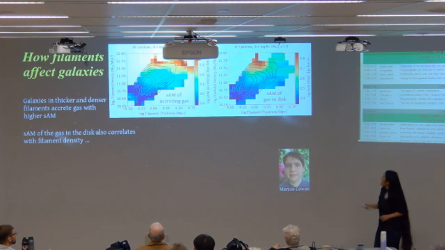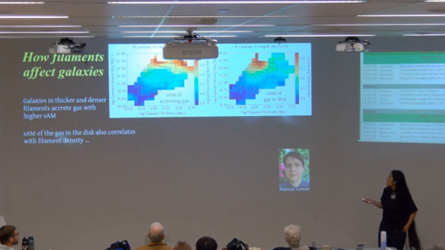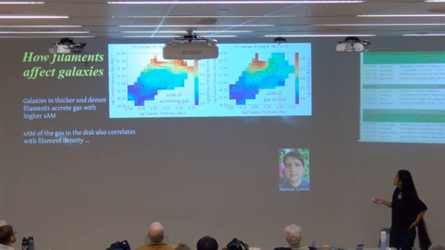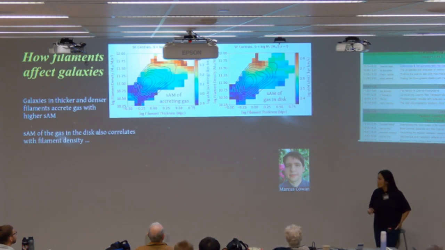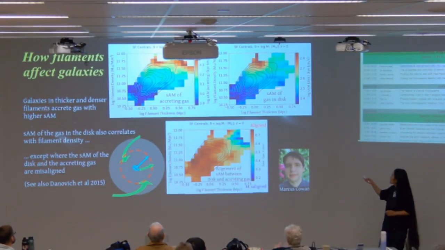This is now the same plot, but color-coded by the specific angular momentum of gas in the disk itself. So we can see the numbers on the color scale are lower, so gas has lost angular momentum overall, but in this region we've lost a bit more. So what's going on here? The specific angular momentum of the gas in the disk also correlates with filament density, except in this region. And what's going on in this region?